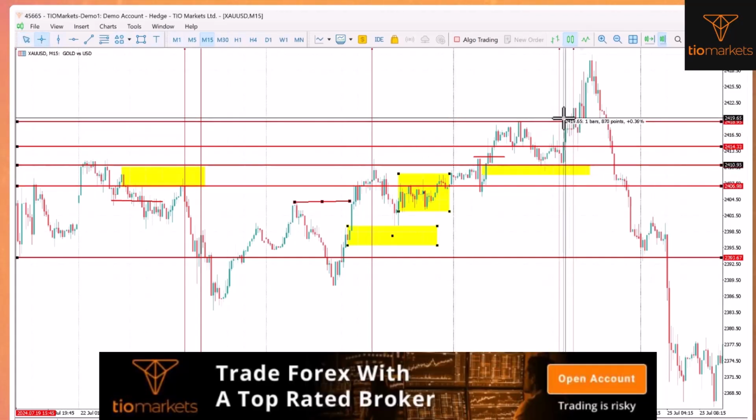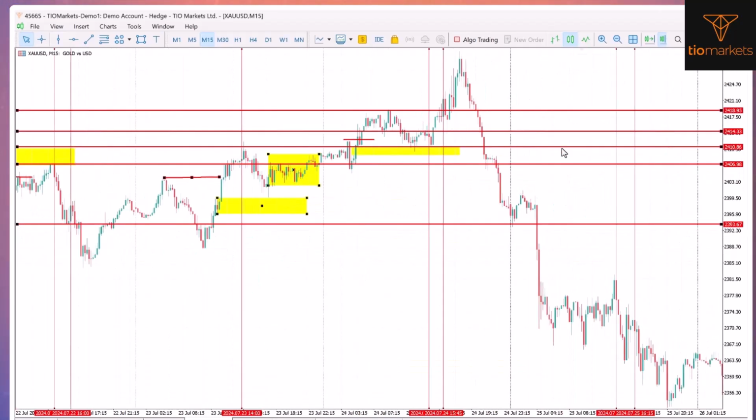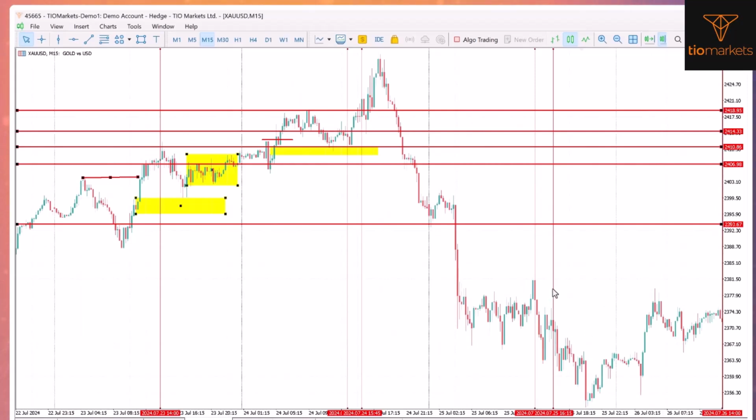You enter here and you are going for what, 80 points there, and that's very good money if you are trading responsibly there. Right, let's look at another example.